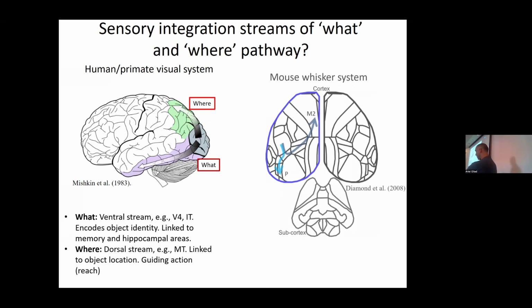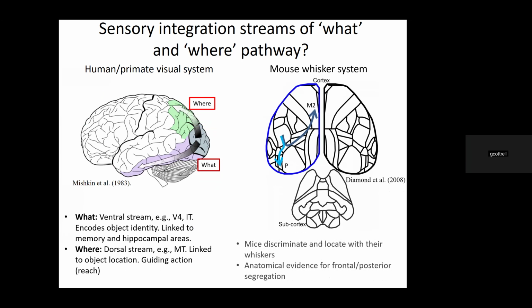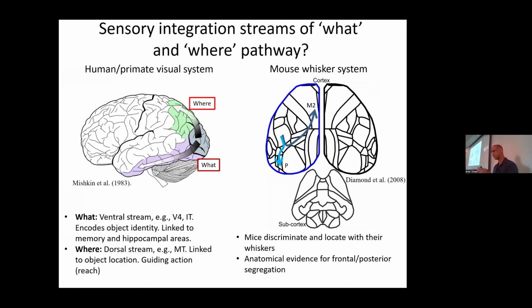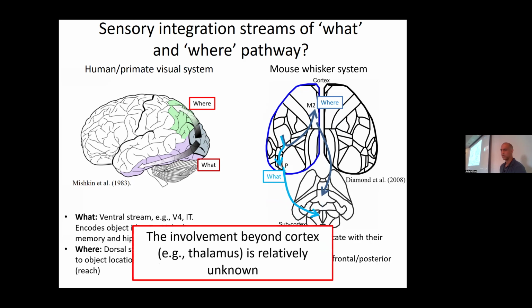Jumping to the mouse system, we want to use the whisker system because mice can locate quite well with their whiskers and discriminate quite well. Based on anatomical studies and some of our work, we think that from barrel cortex to RL, there is a divergence: to the frontal pathway, that's kind of the where pathway to M2, and the other pathway to posterior areas, area P. That's the what pathway. But the involvement of other areas in subcortex, for example, in our case, thalamus, is relatively unknown.